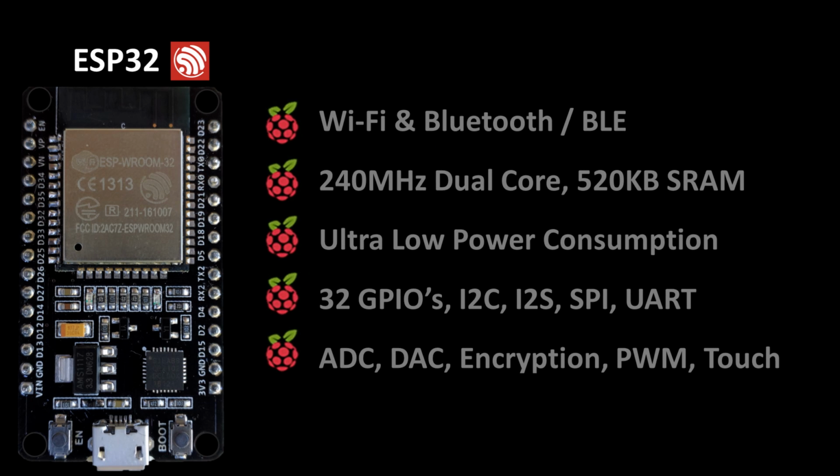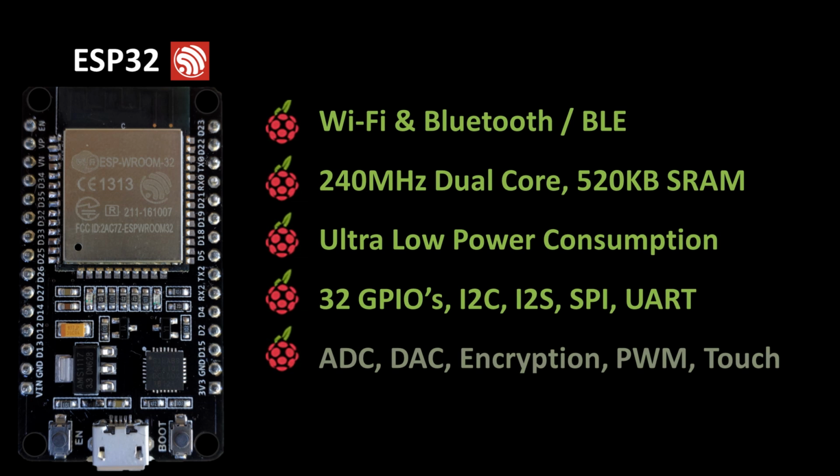The ESP32 is designed for efficient Wi-Fi and Bluetooth, including Bluetooth Low Energy, or BLE. It has a powerful 240 MHz dual-core microcontroller with 520K of SRAM. The chip is designed for mobile devices, so it has ultra-low power consumption. There are 32 GPIO pins with support for I2C, I2S, SPI, and UART.